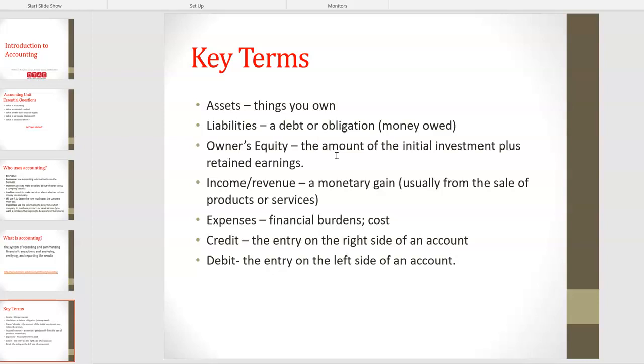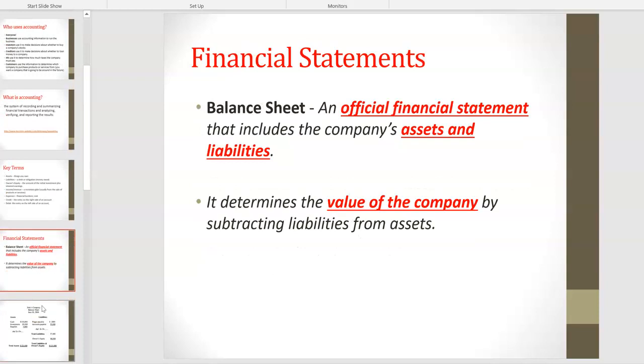A lot of information, but for right now, I just need you to understand what an asset is, what a liability is, what income is, what an expense is, and a debit and a credit. We'll come back and go over that again.